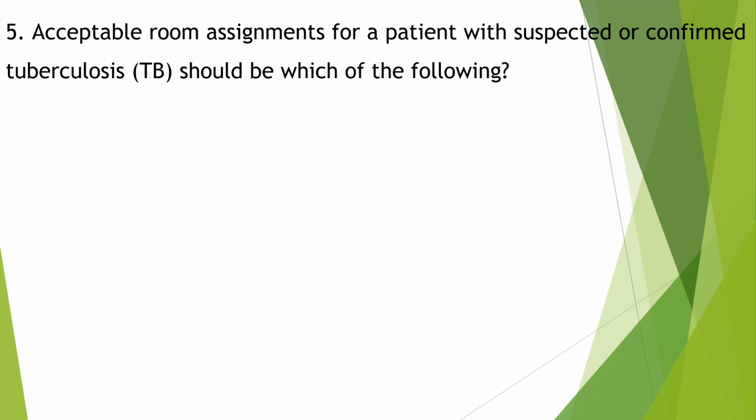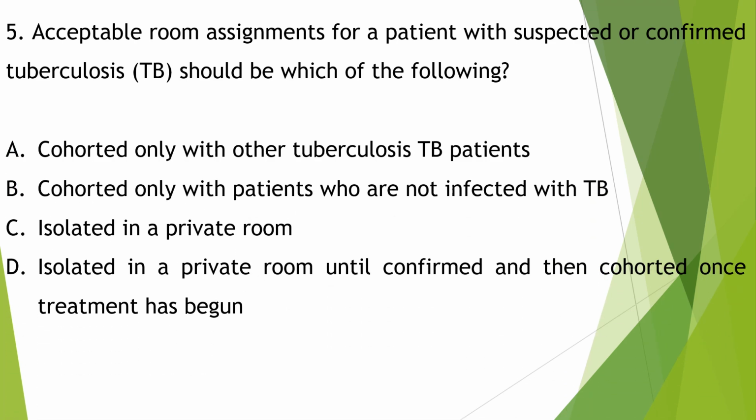Acceptable room assignments for a patient with suspected or confirmed TB should be which of the following? Cohorted only with other TB patients, cohorted only with patients who are not infected with TB, isolated in a private room, isolated in a private room until confirmed and then cohorted once treatment has begun. TB patients should be isolated in a private room and that too with a negative pressure room. So here the option is the TB patient should be isolated in a private room. They should not be together with any other patient.